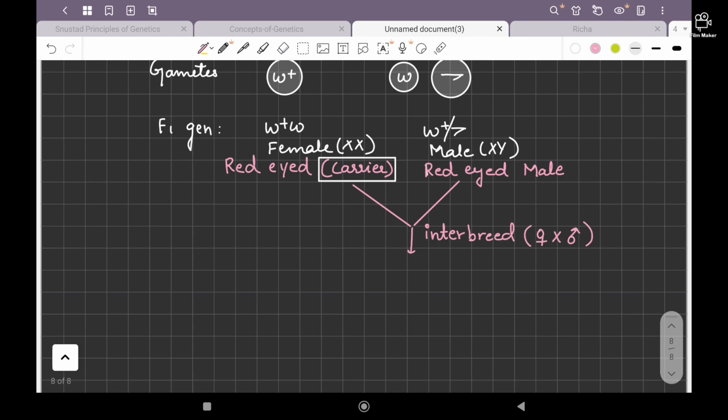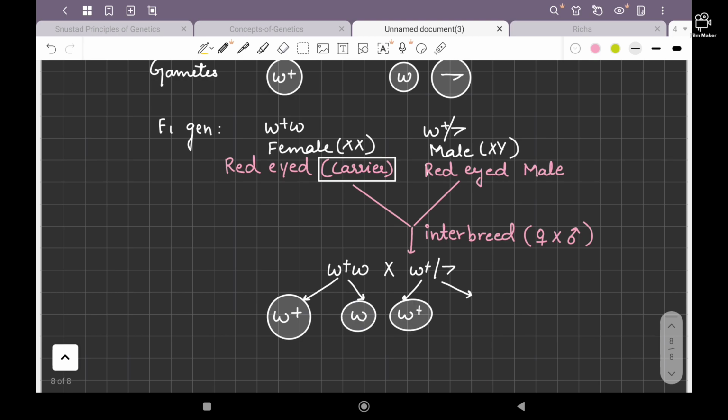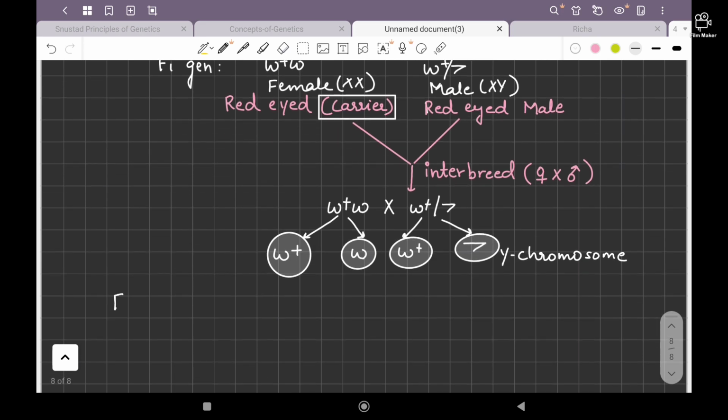Now, if we interbreed both the F1 generation male and female, we will get an F2 generation. Here, we will form the gametes of both male and female. So, these are the gametes. In the case of the female, W plus and W. In the case of the male, it's W plus and a segregated Y chromosome acting as a gamete.